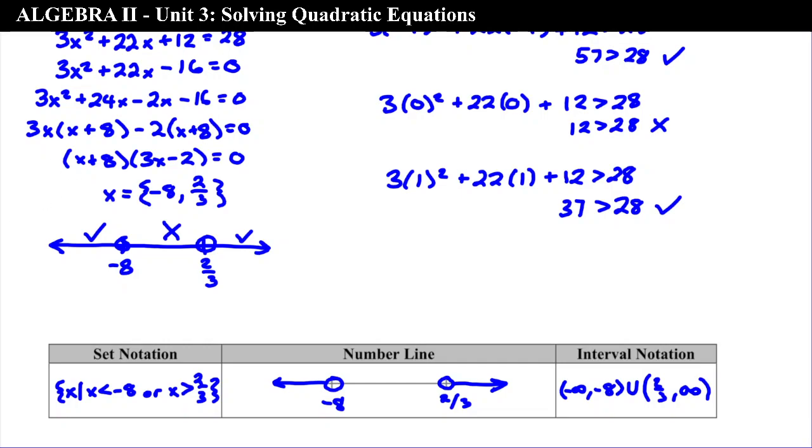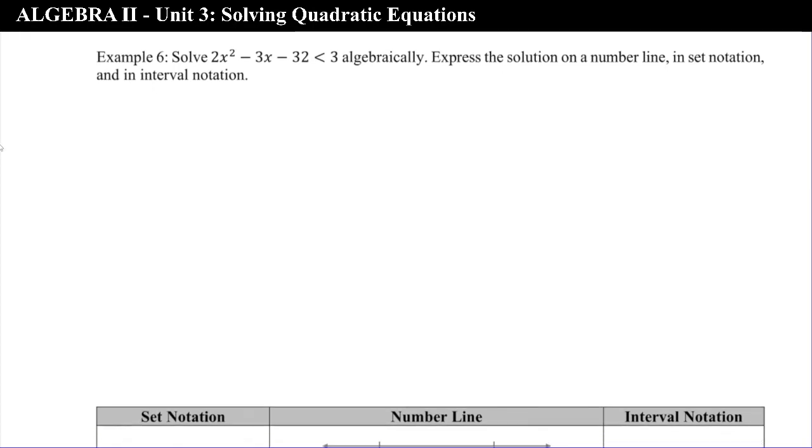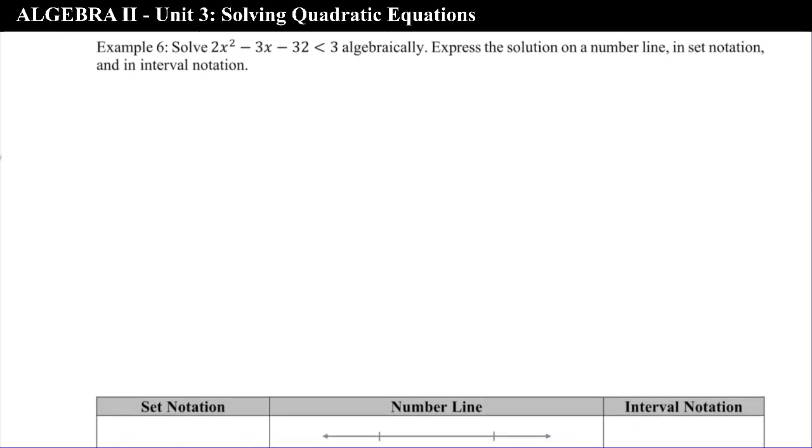All right, moving on to the next example. We've got 2x squared minus 3x minus 32 is less than 3. We're going to start off with our related equation, and that would mean we would actually use an equal sign there. Okay, let's solve this one by grouping. Well, first of all, let's get this 3 over to the other side. And when we do, we have minus 35.